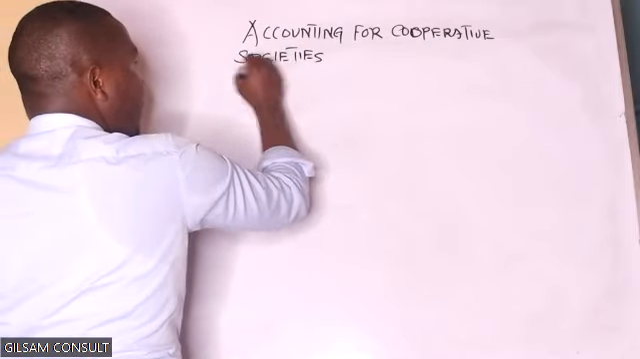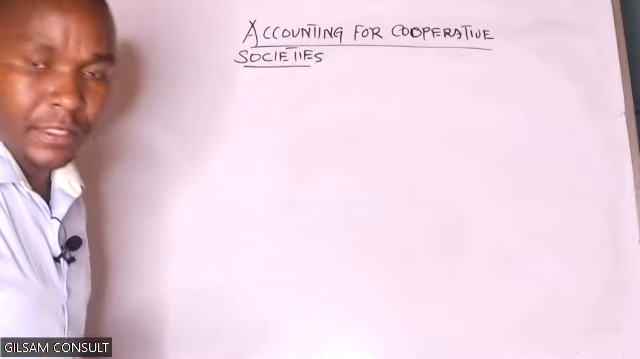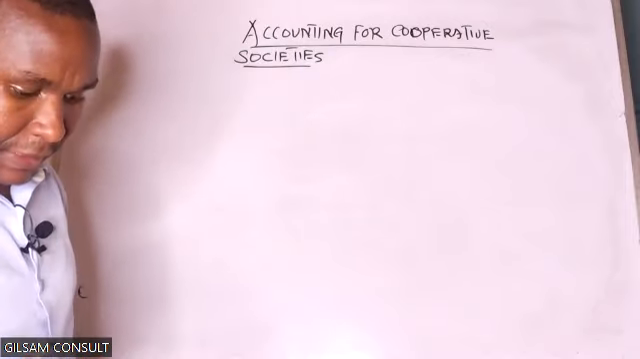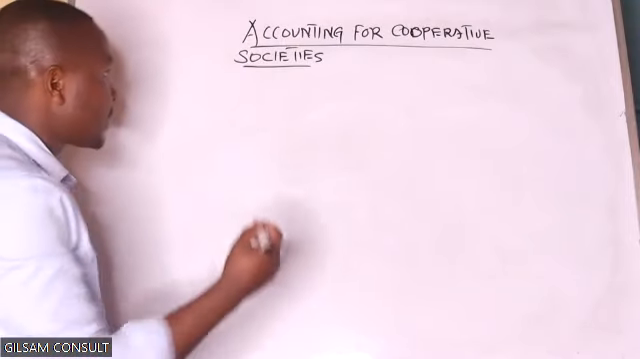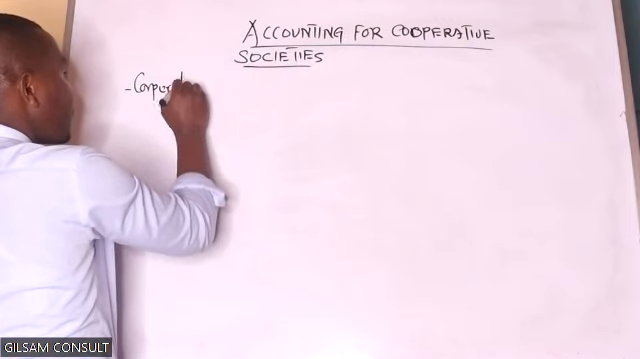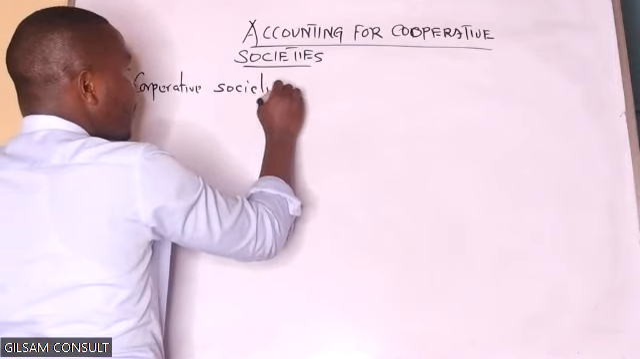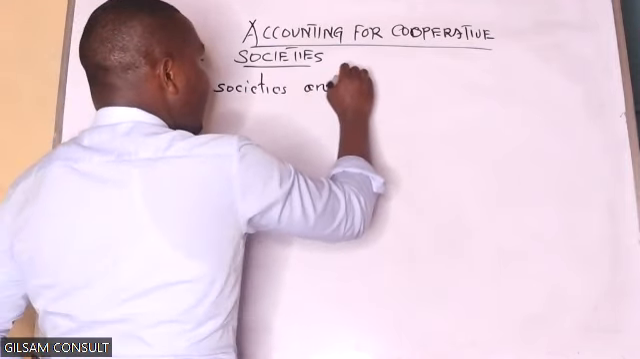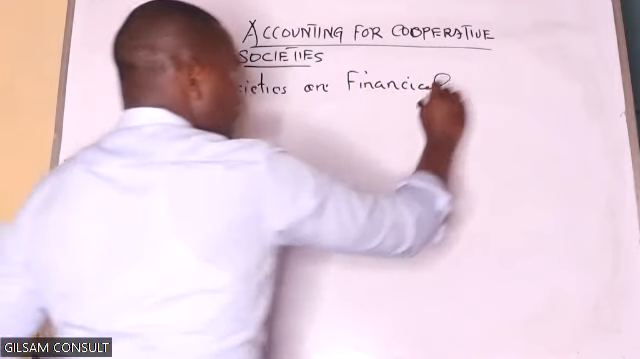Cooperative societies. We are looking at how to account for cooperative society. So we can start by giving a definition and say cooperative societies are financial institutions.